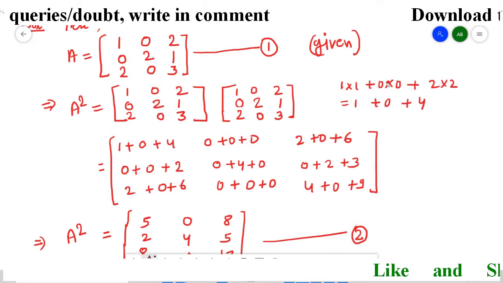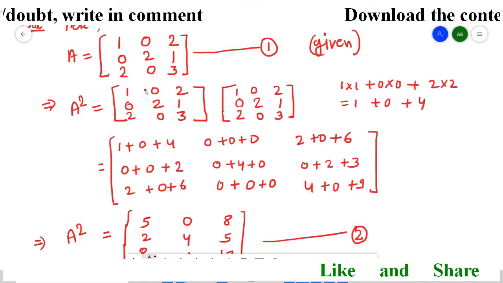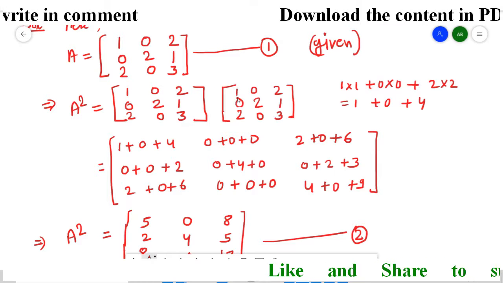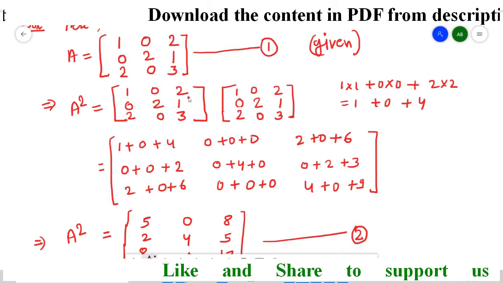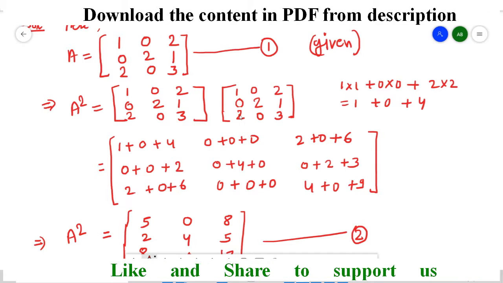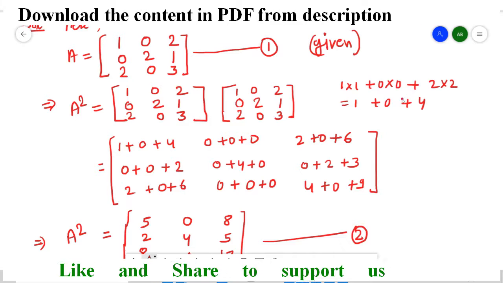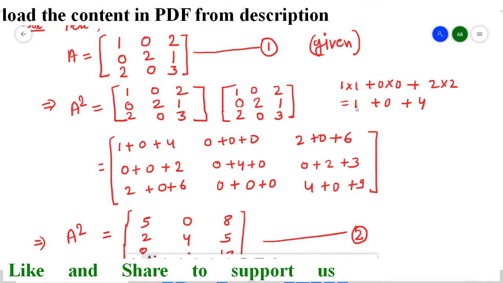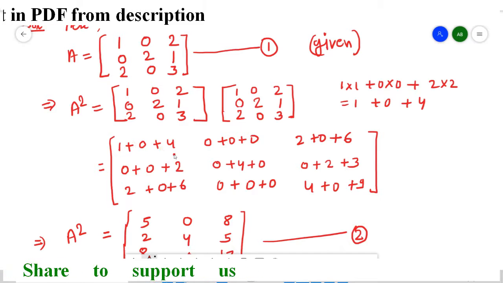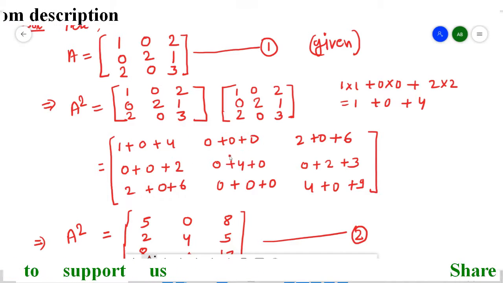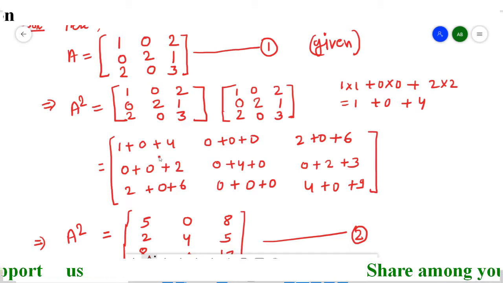This is the calculation behind the first row multiplied by the first column. So 1 multiplied by 1, then 0 multiplied by 0, and 2 multiplied by 2. The resultant answer is going to be 1, 0 and 4, so that I wrote here. The conclusion is, I skipped one step here and directly wrote the result.